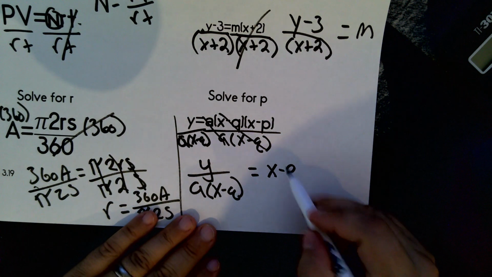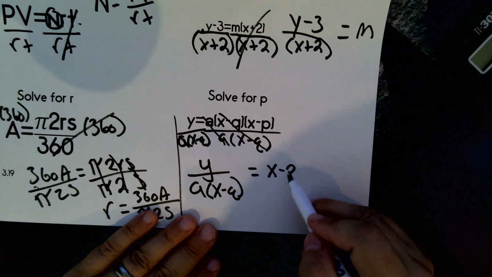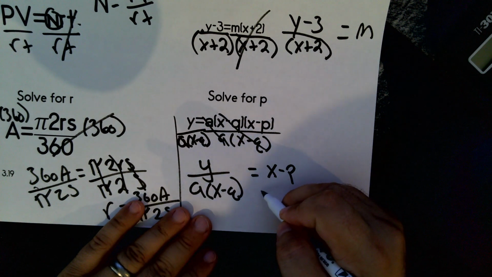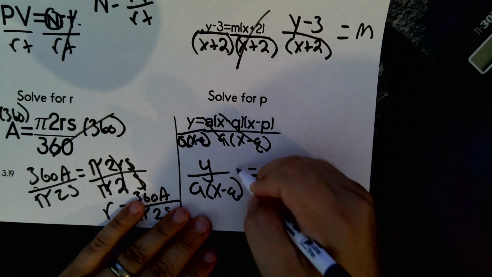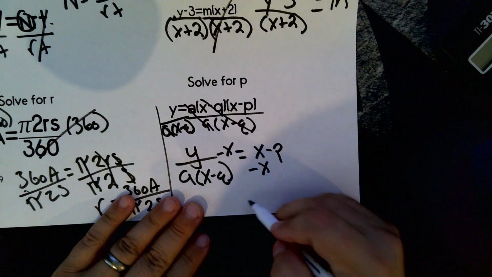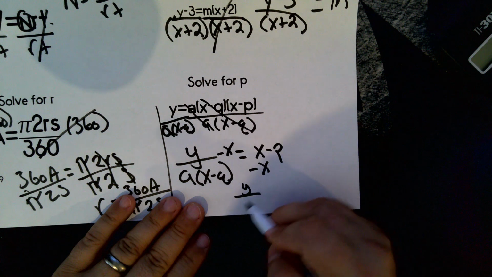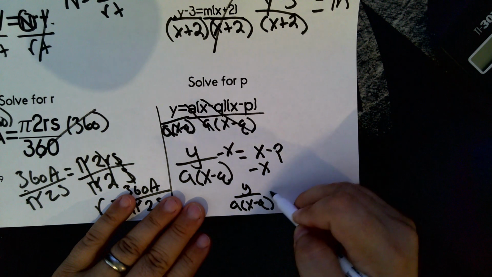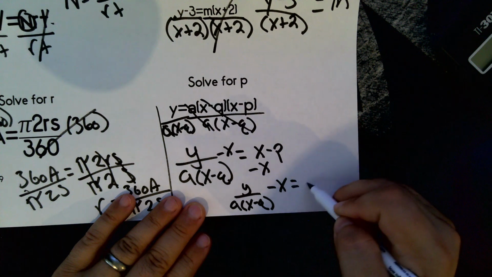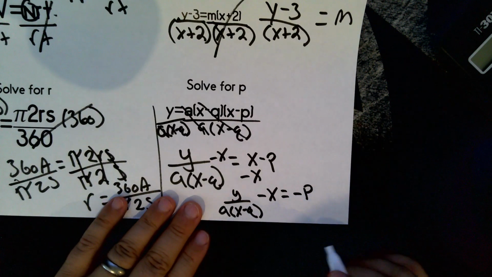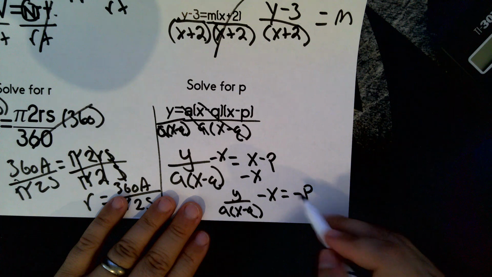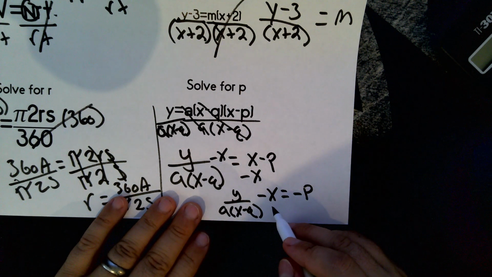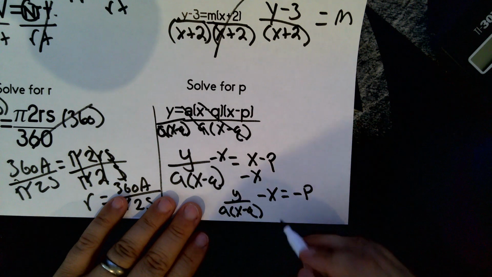Okay, so I want the p by itself, not the x, so I don't want to add p to both sides. I want to subtract the x from both sides. So this is going to be minus x, minus x. So this is y over a times x minus q, minus x is equal to negative p. And I don't want a negative p, I want a positive p. So I'm simply going to switch the sign for everything over here on the left side.